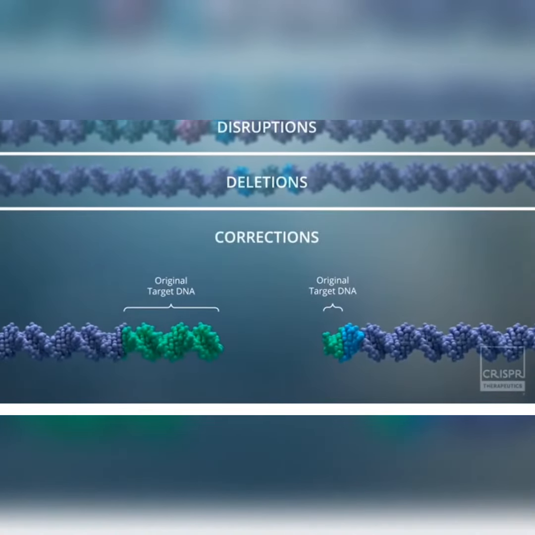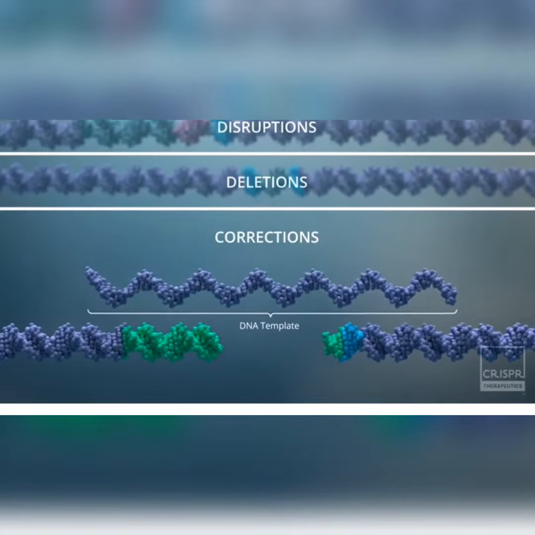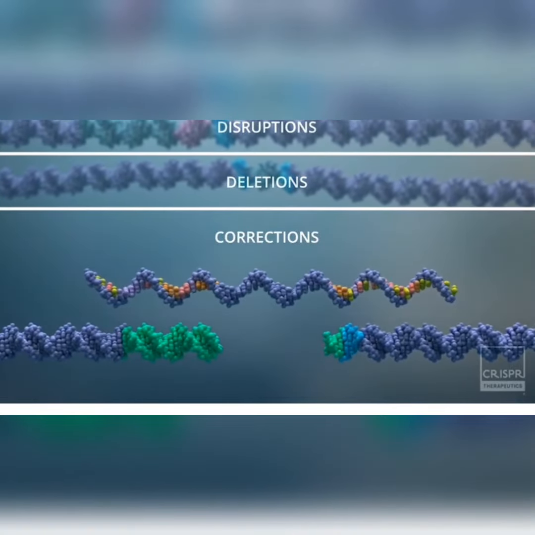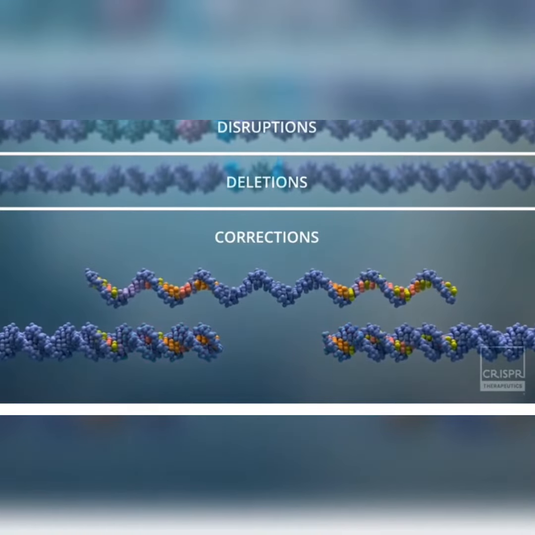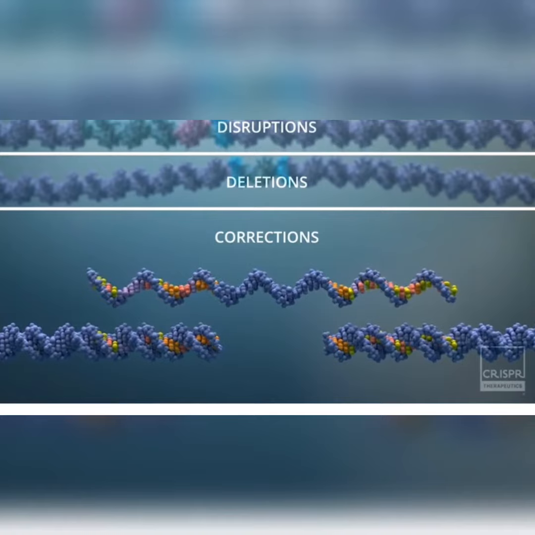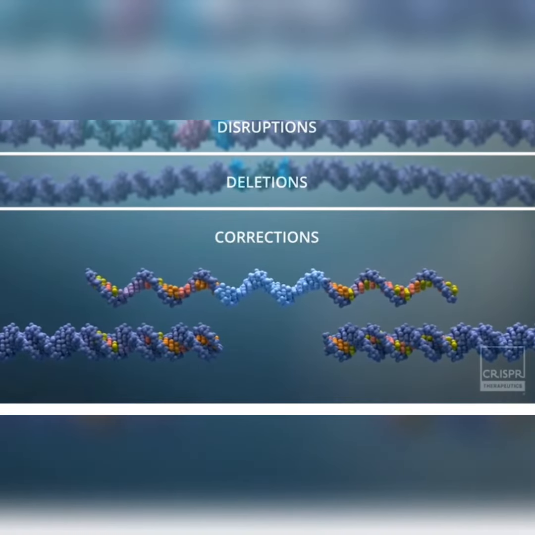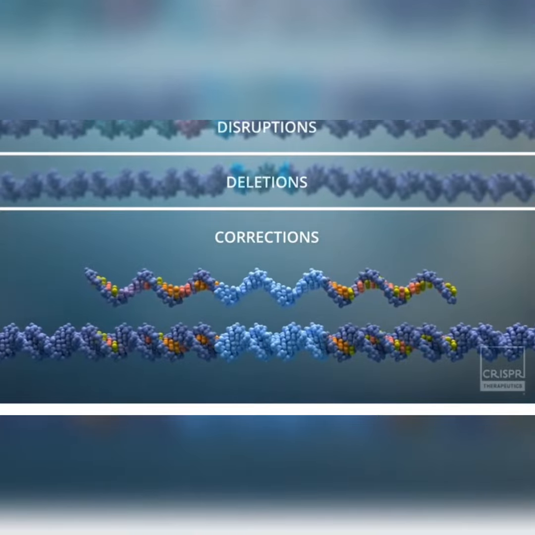Corrections to DNA can also be made by adding a DNA template along with a Cas9 guide RNA complex. The template is designed with sequences that exactly match the DNA adjacent to the target cut site. Through a process called homology-directed repair, the cell uses the template to repair the break, thereby replacing the faulty DNA sequence or even inserting a new gene.